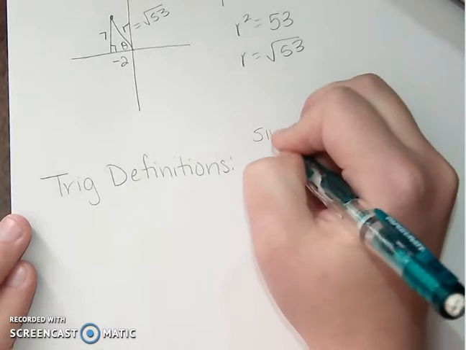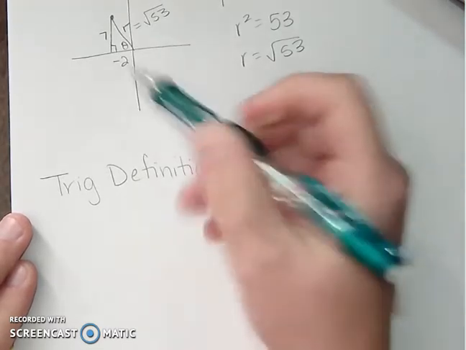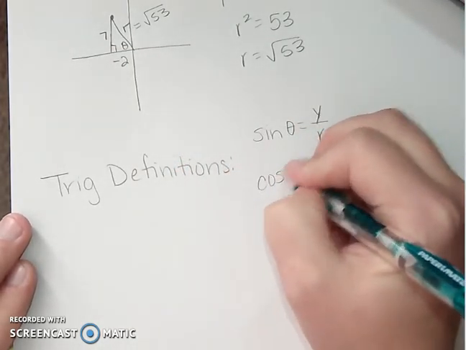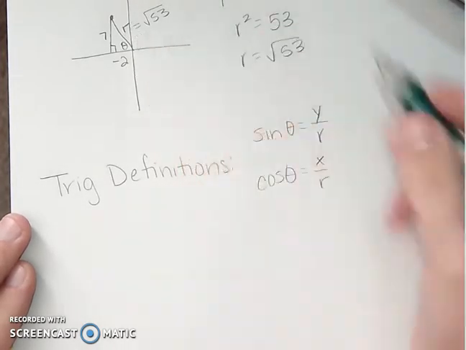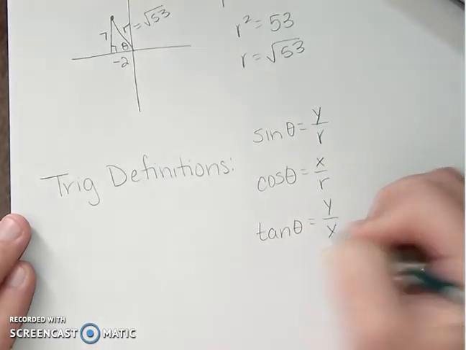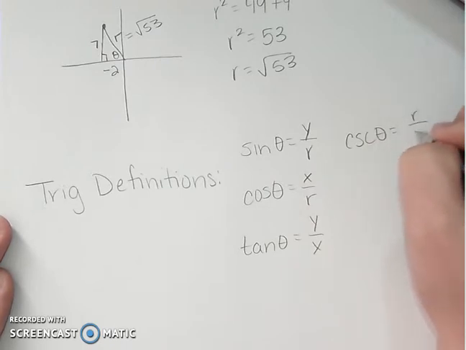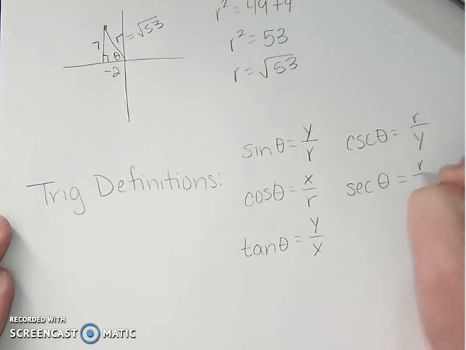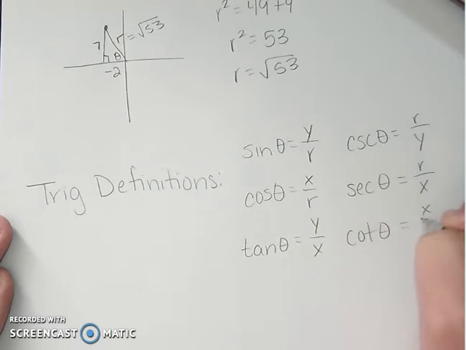So for trig, sine of theta is y over r, because it is the y coordinate over the radius. Our cosine would be x over r, adjacent. And then tangent is going to be y over x. And our reciprocal functions are just what they are. We're going to flip those fractions. So cosecant is r over y, secant is r over x, and cotangent is x over y.